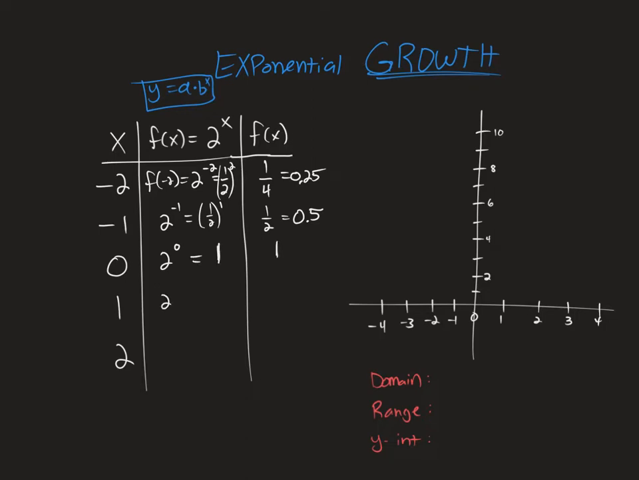2 to the power of 1, so that's 2, so my output is 2. 2 to the power of 2, 2 times 2 is 4. So that's 4. My output is 4. So we'll go ahead and graph this, and we'll graph it in an ordered pair.